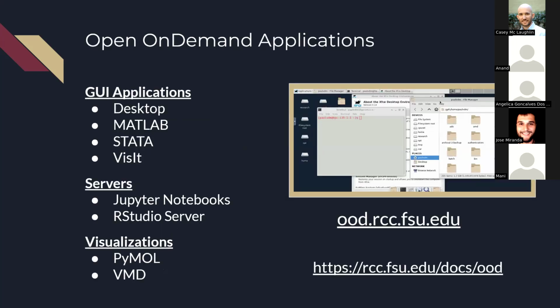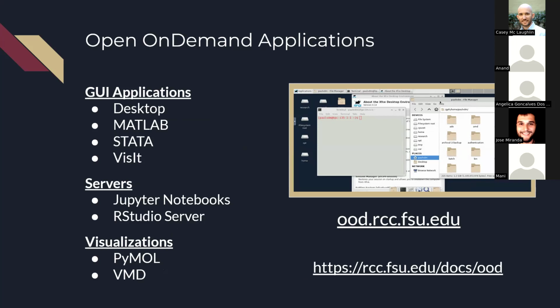So for our Open On Demand application, we have a desktop, so you can have a desktop version that looks very similar to what your local machine looks like. But you'll be directly interfacing with the high performance computer. You can open up a terminal, you can open up a file explorer, so that way it's a very easy way of interacting with the high performance computer.